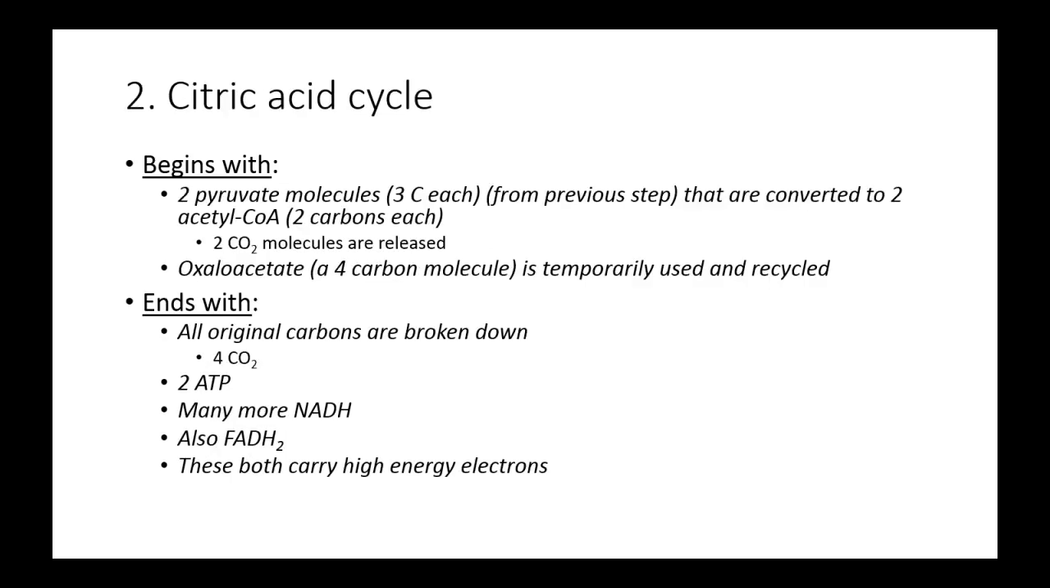The second stage is called the citric acid cycle, sometimes called the Krebs cycle. And so we have those 2 pyruvate molecules that we started with, and they're going to be broken down into 2 acetyl-CoAs. Now those only have 2 carbons each, so we don't really see our 6 carbons anymore. But what happened to the other 2 carbons is they actually combined with oxygen and produced 2 carbon dioxide molecules, and these are released.